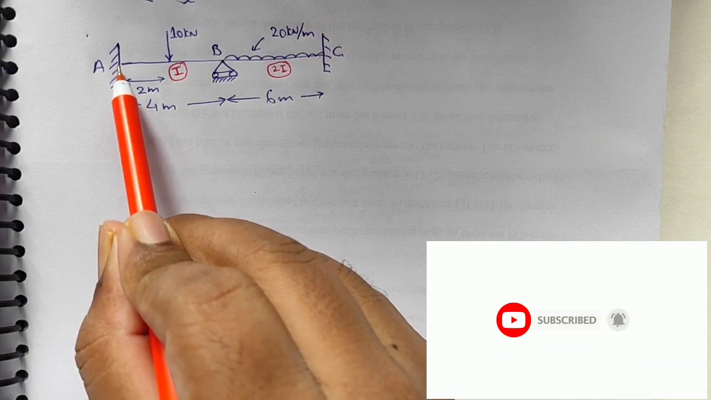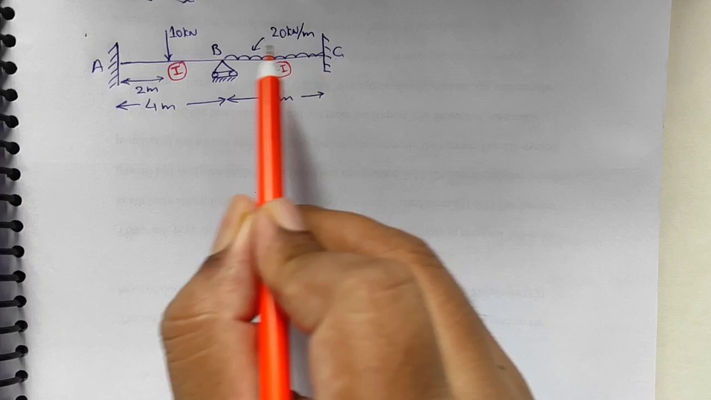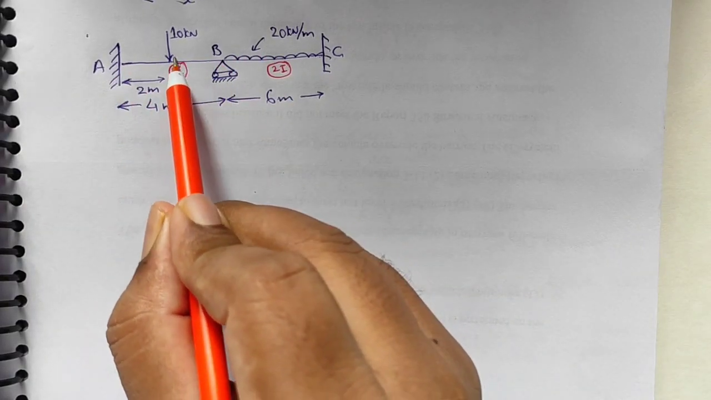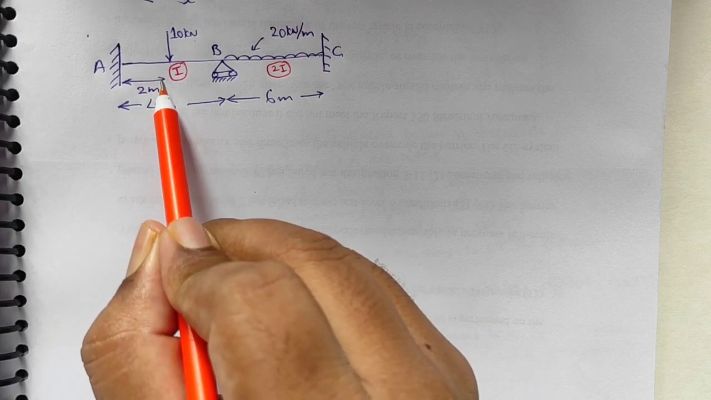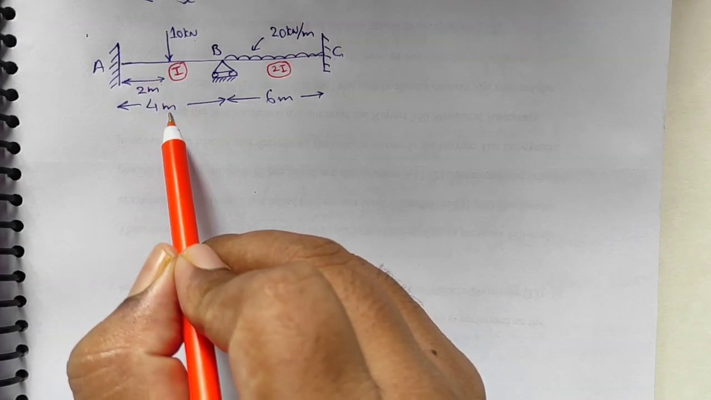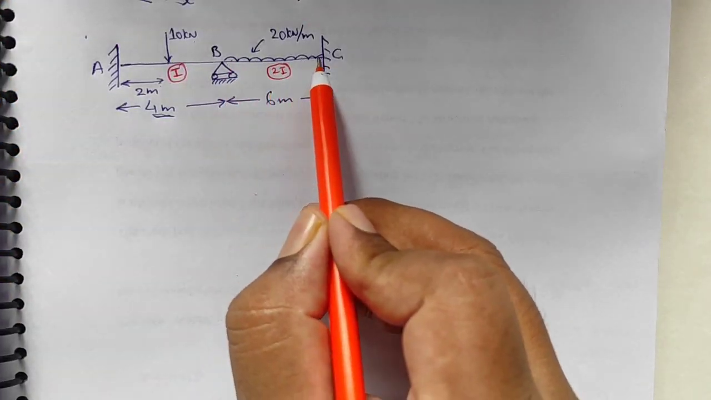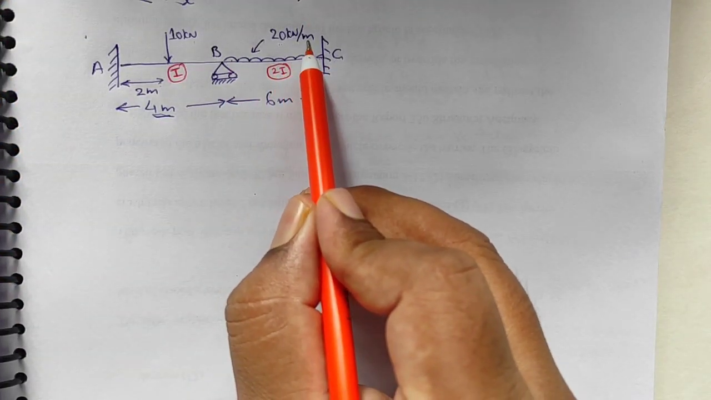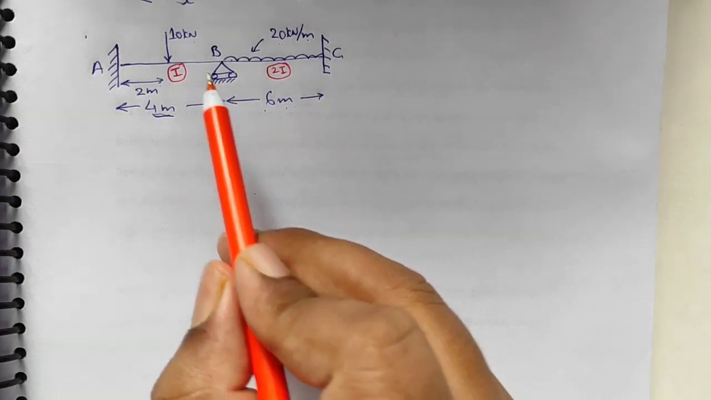If a question is given in which I have two beams, AB and BC, the first beam AB is loaded with 40 kilonewton at a distance of 2 meter from the left hand, that is, the load is at the center of the beam, and the other beam BC is loaded with a UDL of 20 kilonewton per meter, and the length of the beam is 6 meter.